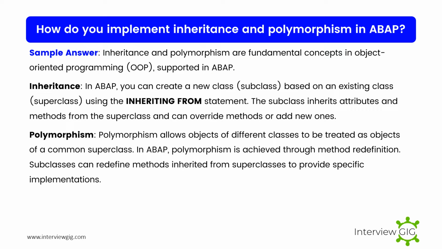Polymorphism. Polymorphism allows objects of different classes to be treated as objects of a common superclass. In ABAP, polymorphism is achieved through method redefinition. Subclasses can redefine methods inherited from superclasses to provide specific implementations.